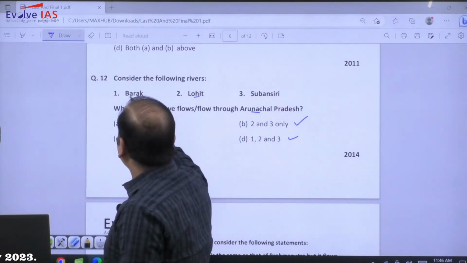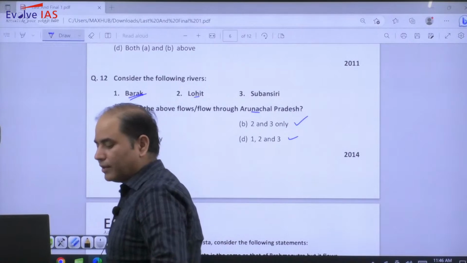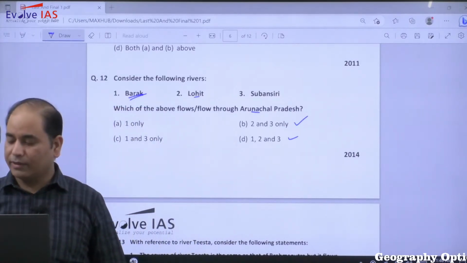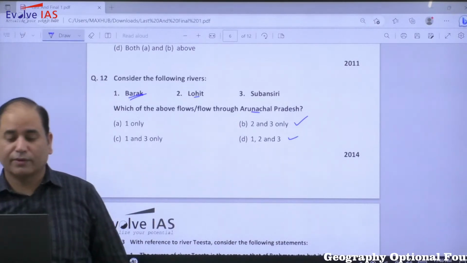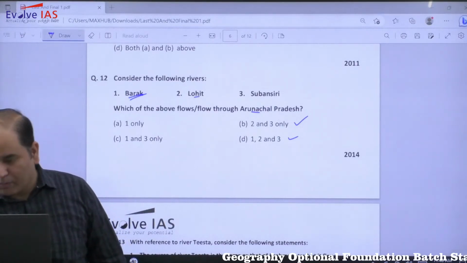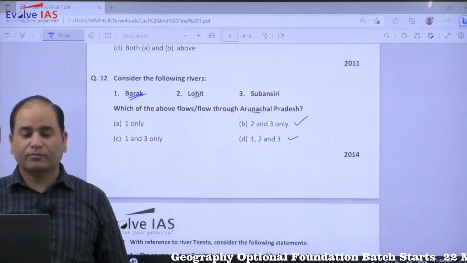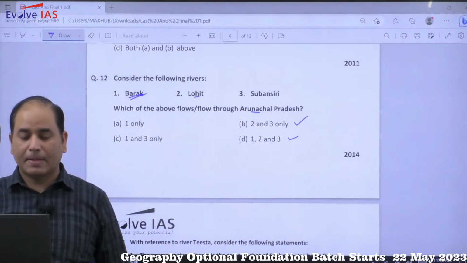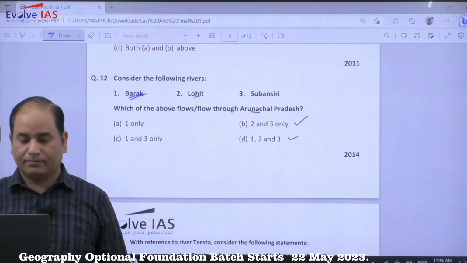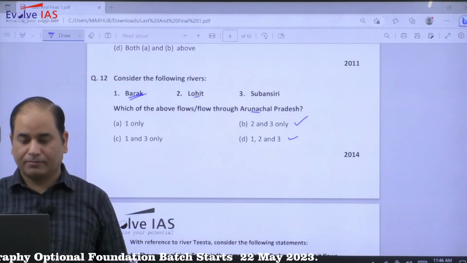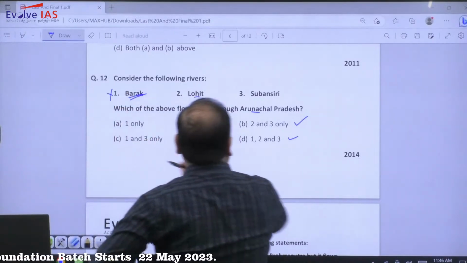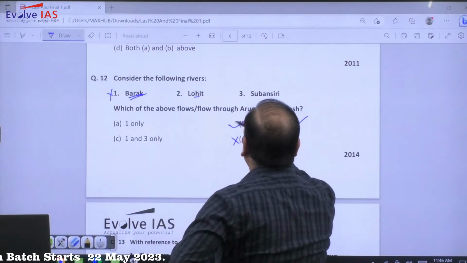As far as the Barak river is concerned, it originates in the Manipur hills and flows in Manipur and Assam. So Barak is also not there. So Barak is incorrect, and obviously this option is incorrect. You will get the right answer.